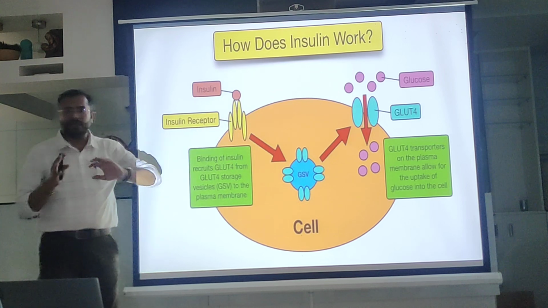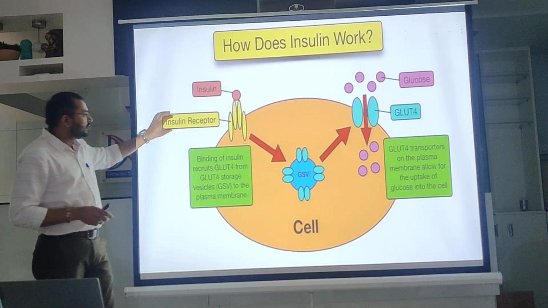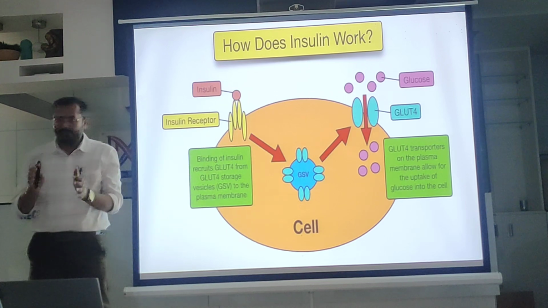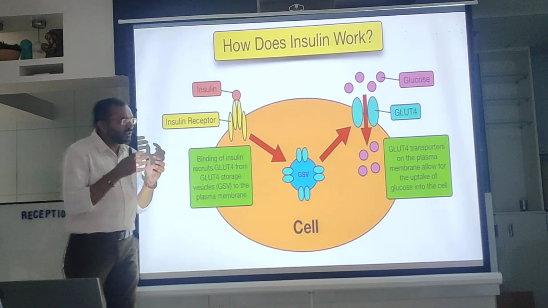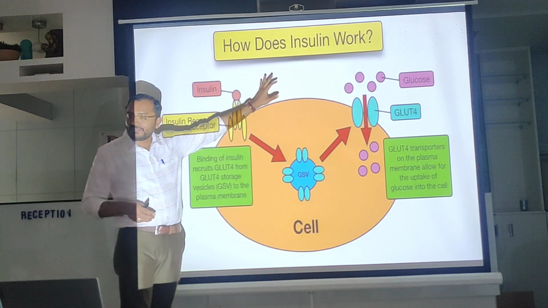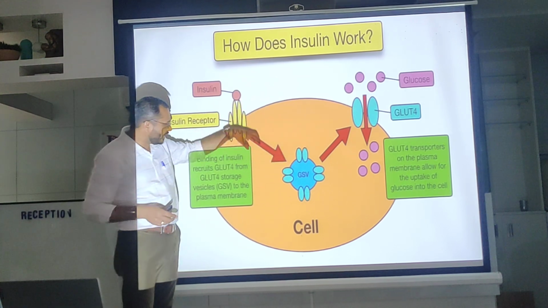This is what I have made easy to understand. So the insulin receptor, this is husband, this is wife. You have to remember this. If they are in a good relationship, then it is working in a proper way, so that glucose can be utilized in a proper way and it enters into the cell.